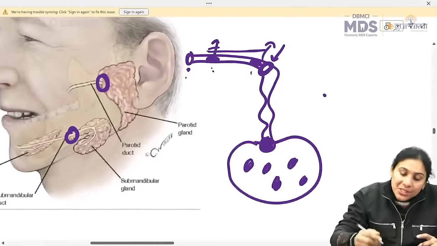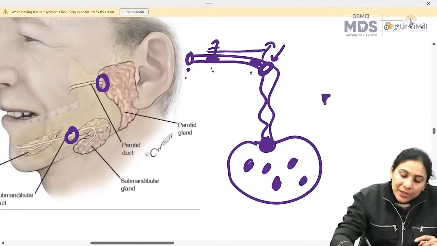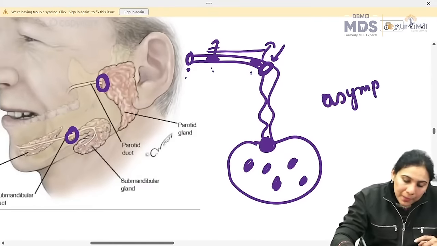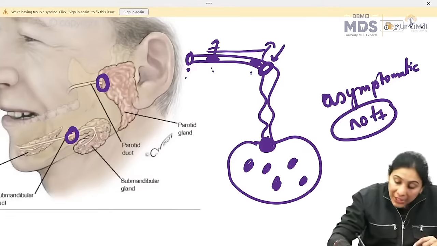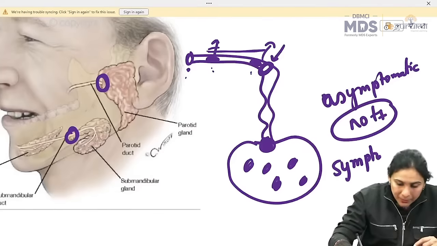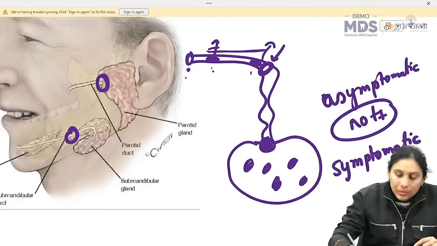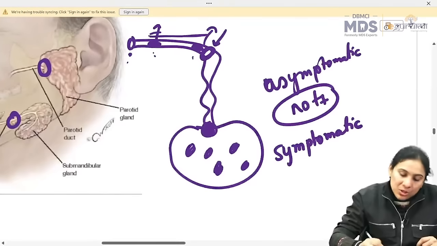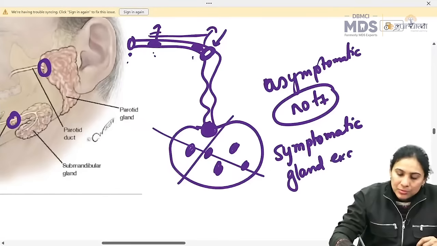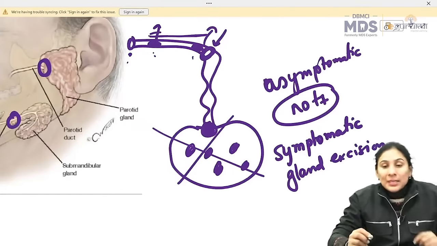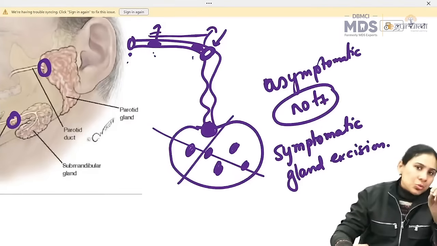The treatment for such cases is, if it is asymptomatic, no treatment. If it is symptomatic, then the only treatment possible is gland excision. You excise the part of the gland which has stones.